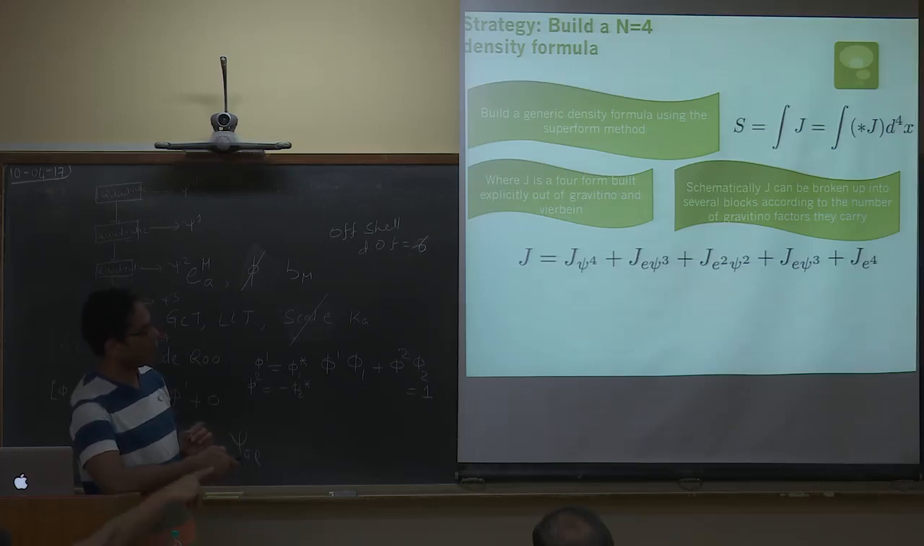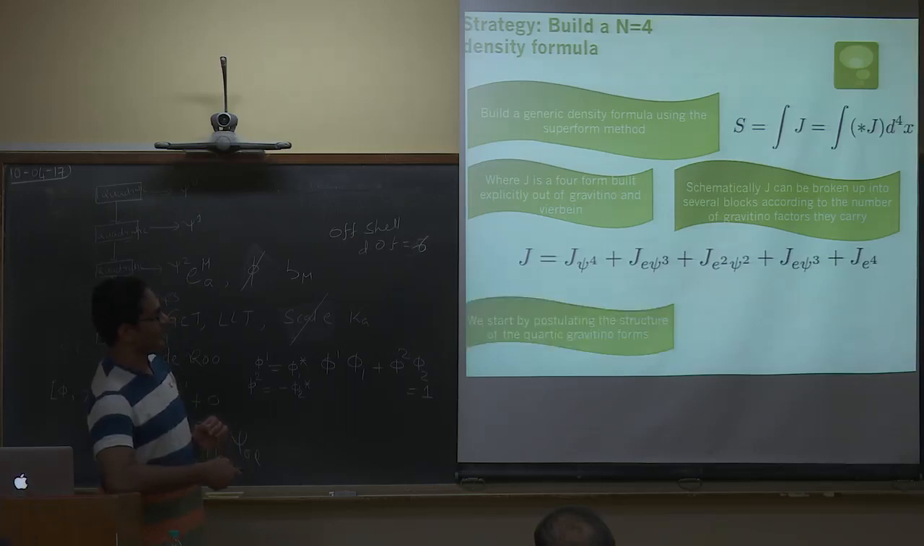The second last term was e cubed psi, right? Sorry, sorry. This is the e cubed psi. Yeah, the e cubed psi. Yeah, right. Okay, so the idea is to start from the 4-gravitino form.